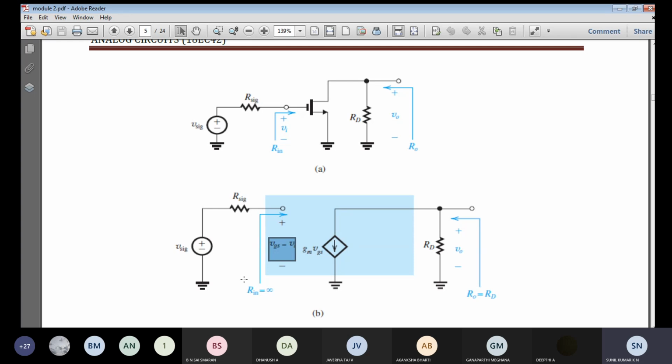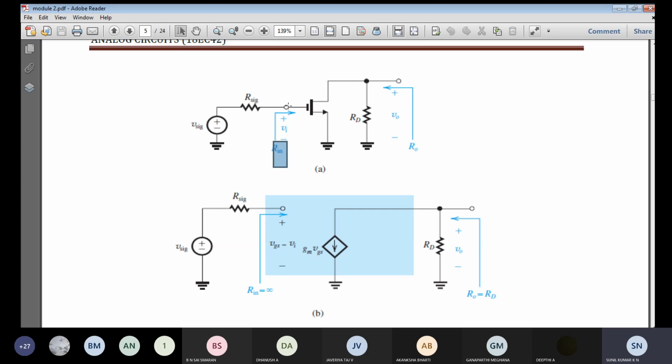So here they have written Rin is equal to infinity. Why? Because the current flowing into the gate is 0, Ig is equal to 0. From that fundamental, since the gate current is 0, we can write Rin equal to infinity. Directly we can write, because the input voltage divided by the current 0 gives Rin equal to infinity. That means the input resistance of this common source amplifier is infinite.